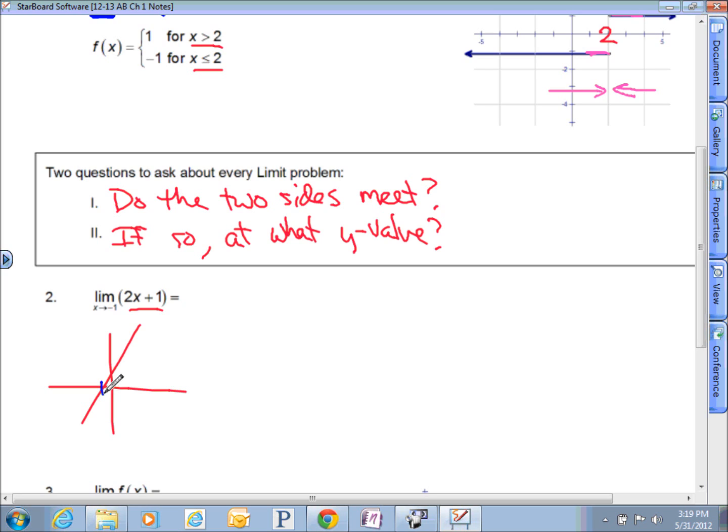As x approaches -1, let's ask the questions again. Do the two sides meet? It sure looks like around x equals -1 they would be headed toward the same location. So the answer to the first question would be yes, which means we're going to have an answer. We just need to figure out where it is. The fastest way to find that answer is, if you can substitute the x value, in this case -1, into the function that we have listed, then do so. We call it direct substitution.